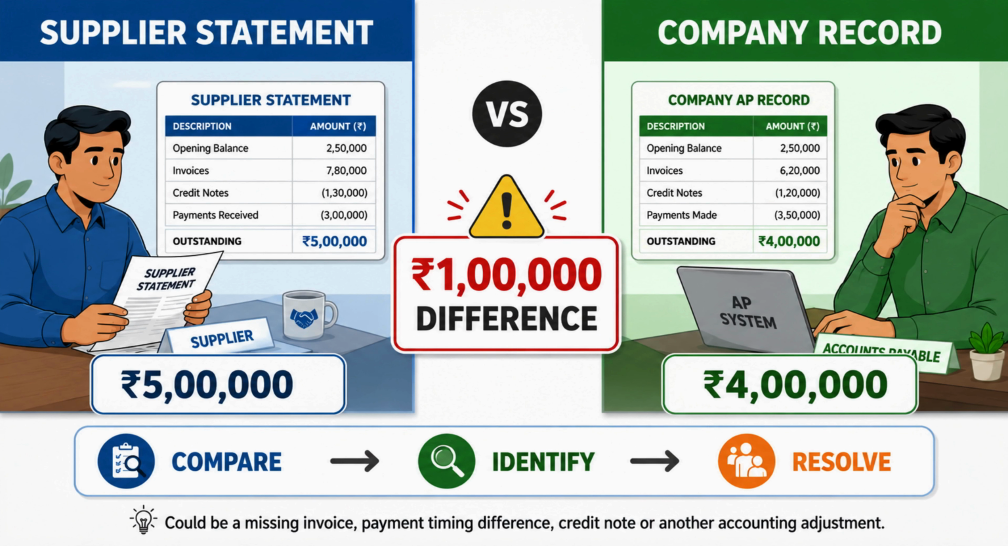Question 17. What is vendor reconciliation? Vendor reconciliation means comparing the company's AP records with the supplier's statement to identify differences. For example, the supplier says 5 lakh rupees is outstanding, but the company's records show 4 lakh rupees. The AP team investigates the 1 lakh difference. It could be a missing invoice, payment timing difference, credit note, or another accounting adjustment.